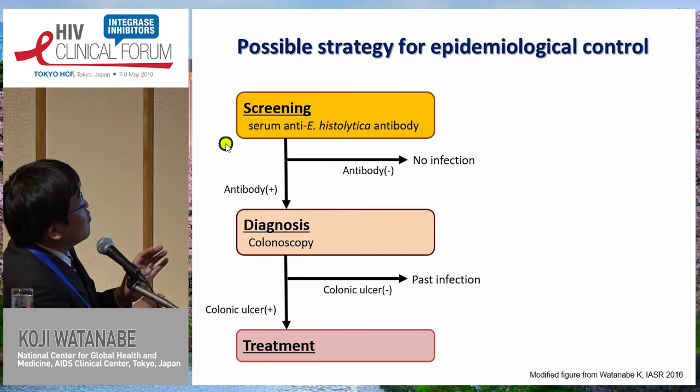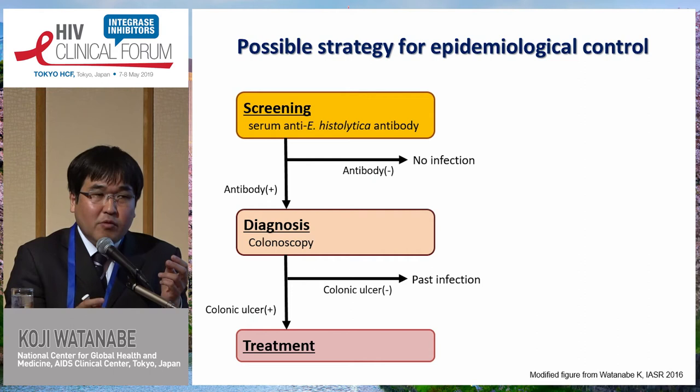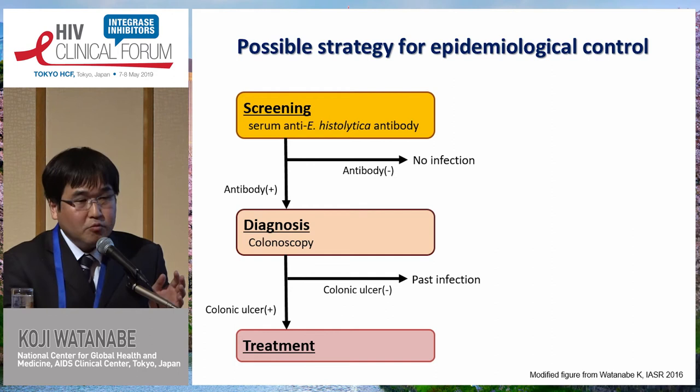So, screening by serum antibody; if antibody positive, you do a colonoscopy, and if you find a colonic ulcer, you treat them. So screening of asymptomatic people is very important for epidemiological control.